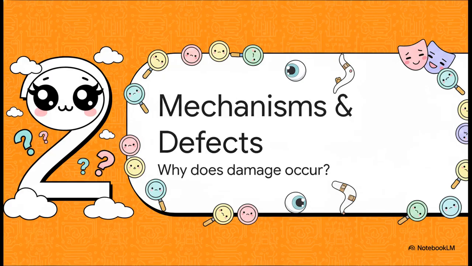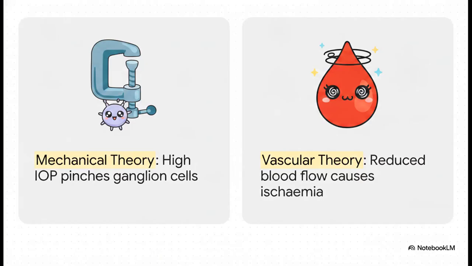Moving on to Section 2, Mechanisms and Classic Defects. When it comes to why this damage actually happens, it really comes down to a battle of two theories. In the red corner, we have Team Mechanical Theory. They argue that abnormal IOP directly damages the optic nerve by compressing the sclerolaminar sheets. It's literally pinching the ganglion cells and leading to cell death.